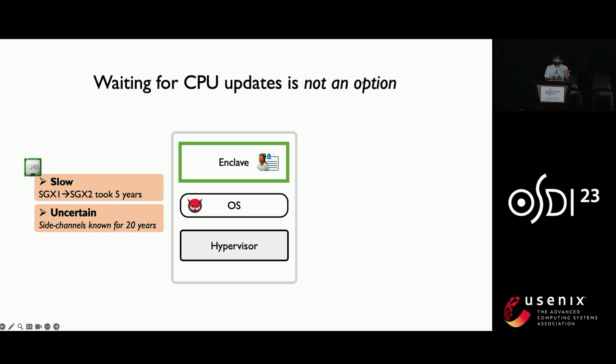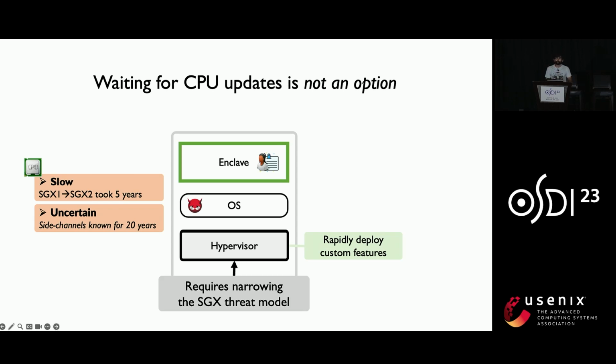This layer could, for instance, be the hypervisor, which is controlled by the cloud provider on machines today. If we could leverage the hypervisor, we could rapidly deploy custom extensions and custom features as we require, as the cloud provider or the user requires. The big problem, however, is that SGX is designed in mind not to trust any external software. So for us to be able to rely on the hypervisor requires us to narrow the threat model of SGX.